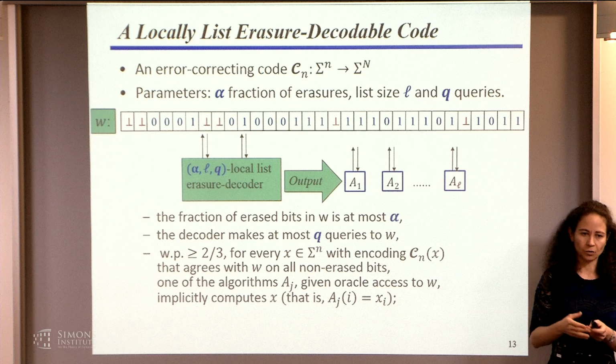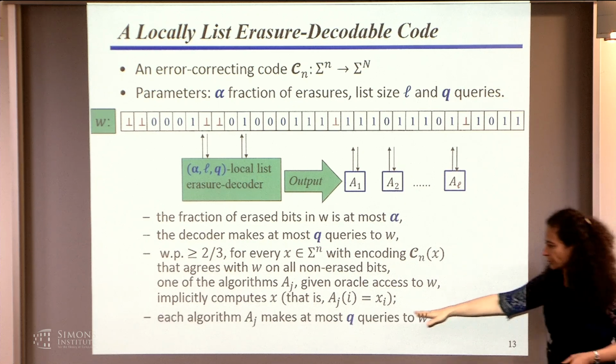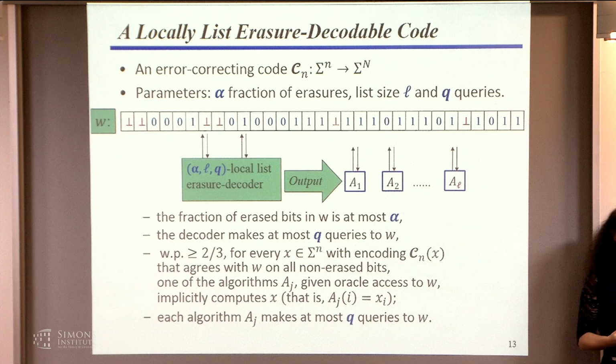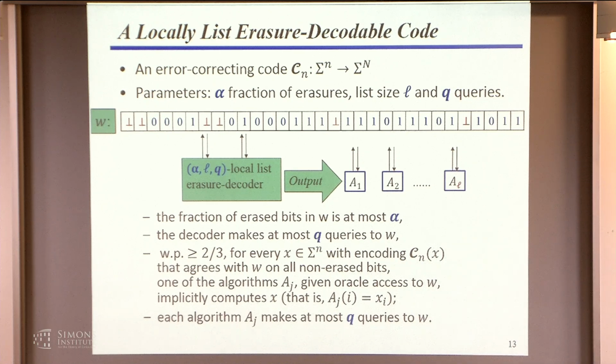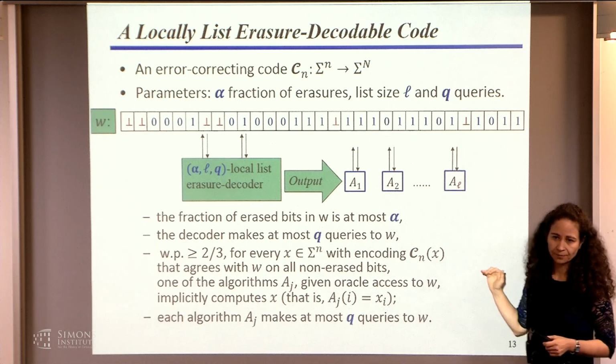So this is the local model. The final condition is that each algorithm is also local: it makes at most q queries. So this is locally list erasure decodable codes. And the locally list decodable codes are defined the same way, except that you can have errors.